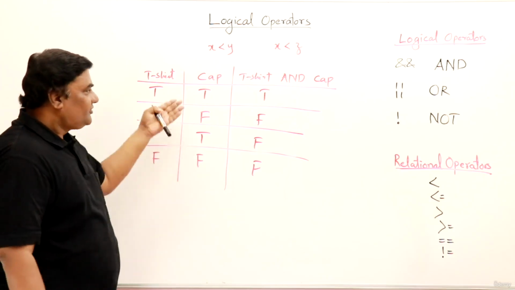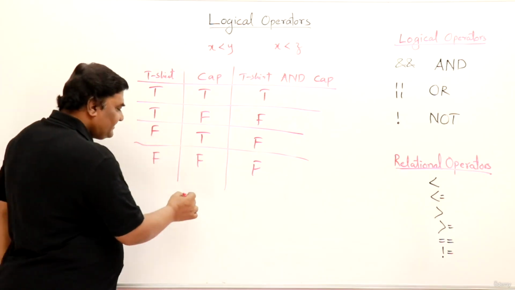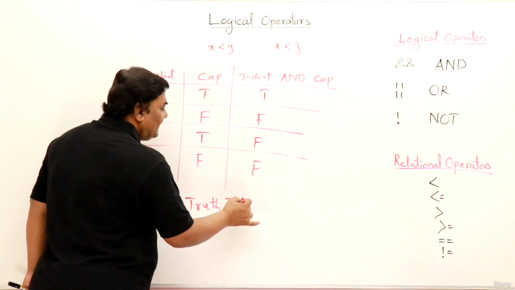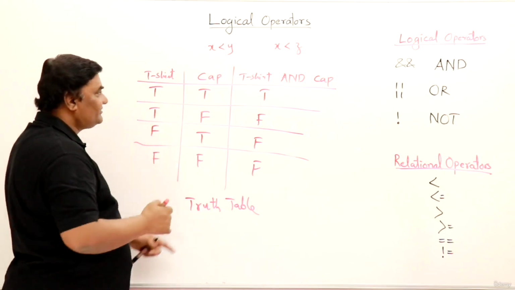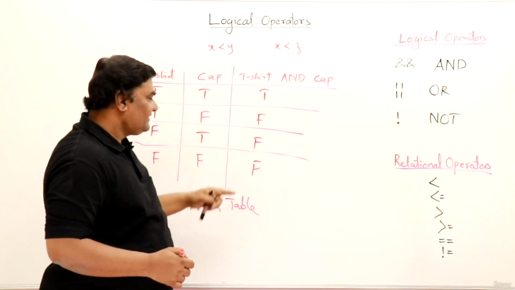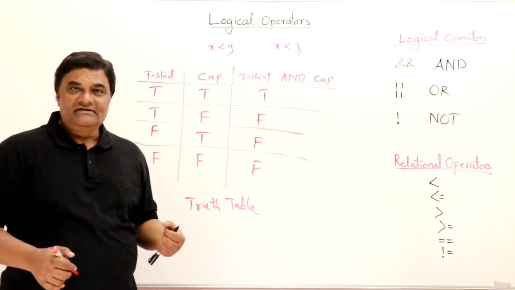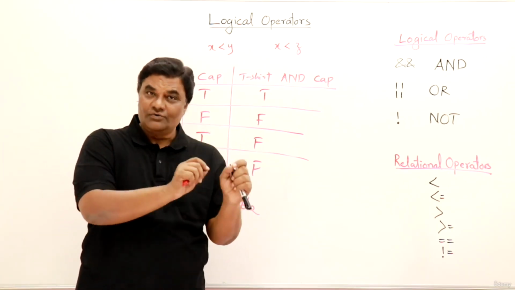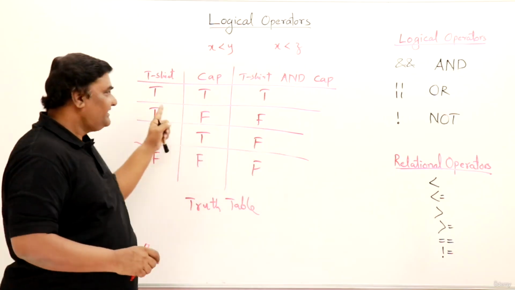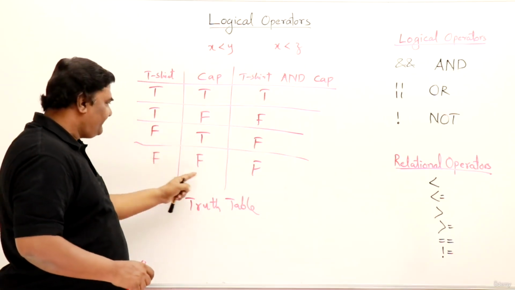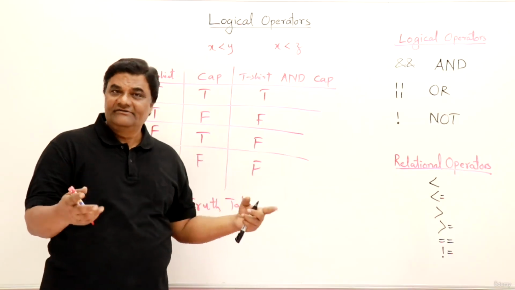This is the truth table. It is called a truth table, right? So the truth table for the and operation, I have written here. So this is the truth table for and. Now we can understand when and will be true. If both the statements are true, then only it will be true. If any one statement is false, then the result of and is false.